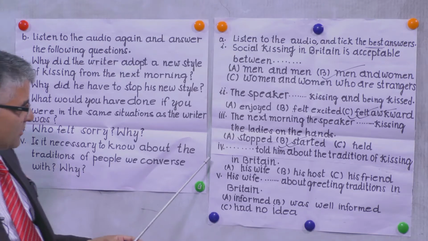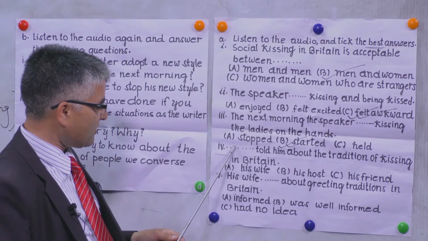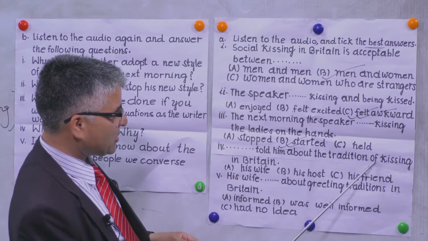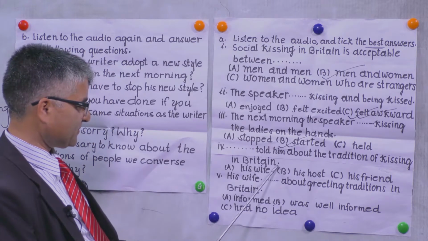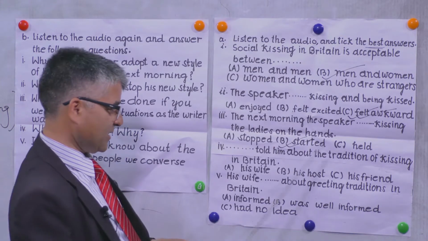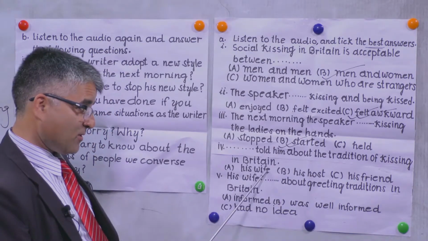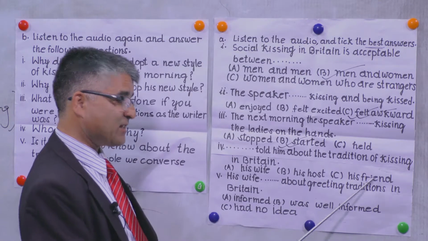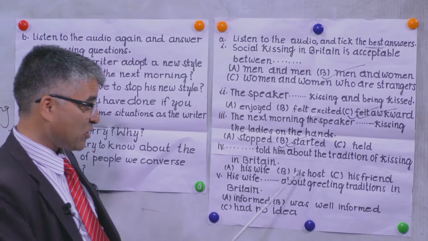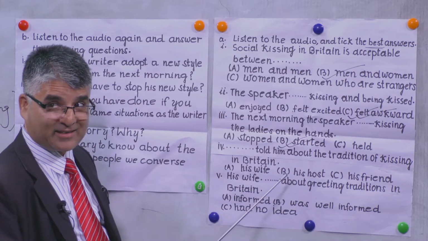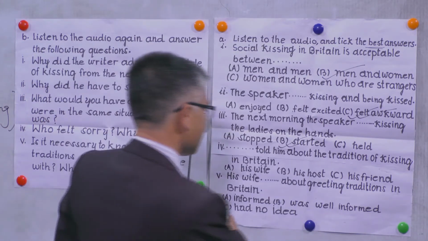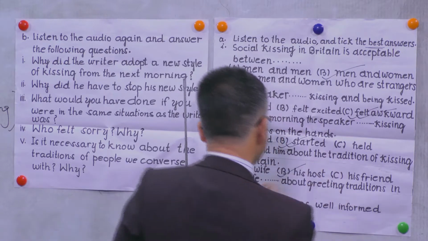And for the fourth, what could be the right answer for the blank? Told him about the tradition of kissing in Britain. Who told him? Who told the writer about the traditions of kissing? His wife or his host or his friend? His wife was not with him. It is wrong. So out of these two, what could be the right one? Yeah, his host called him and she told him that, okay? So this is the right answer.